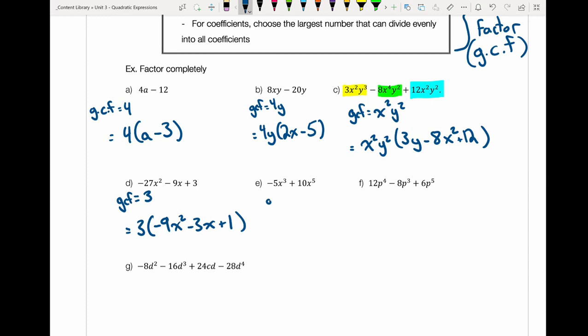In E, again, let's look at the variables first. In this case, they both have x's, so I know there's going to be at least an x. And now I want to look for the smallest degree, or the smallest exponent. So 3 and 5. So I know that it has to be 3. That's the smallest one. And now I'm going to look for the numbers. What's the largest number that can divide both into -5 and 10? In this case, it would be 5.